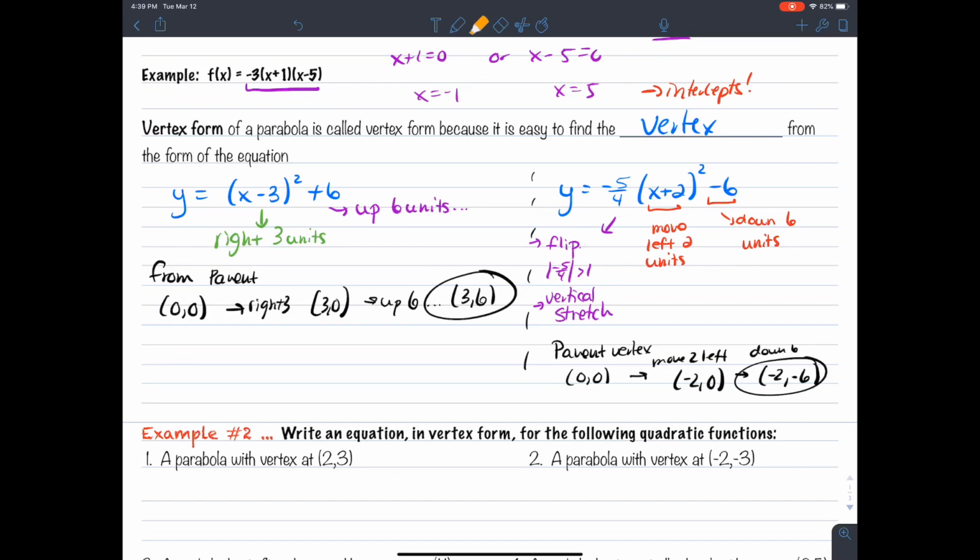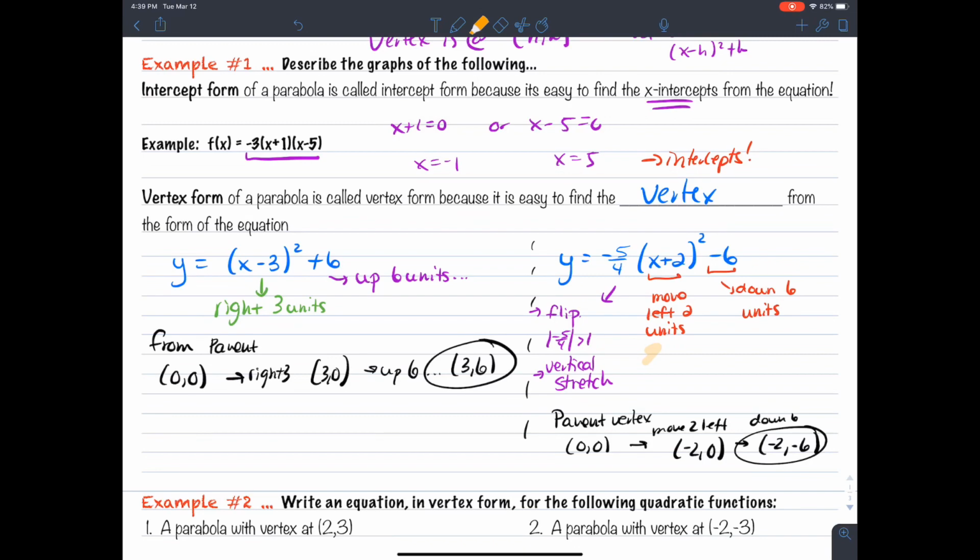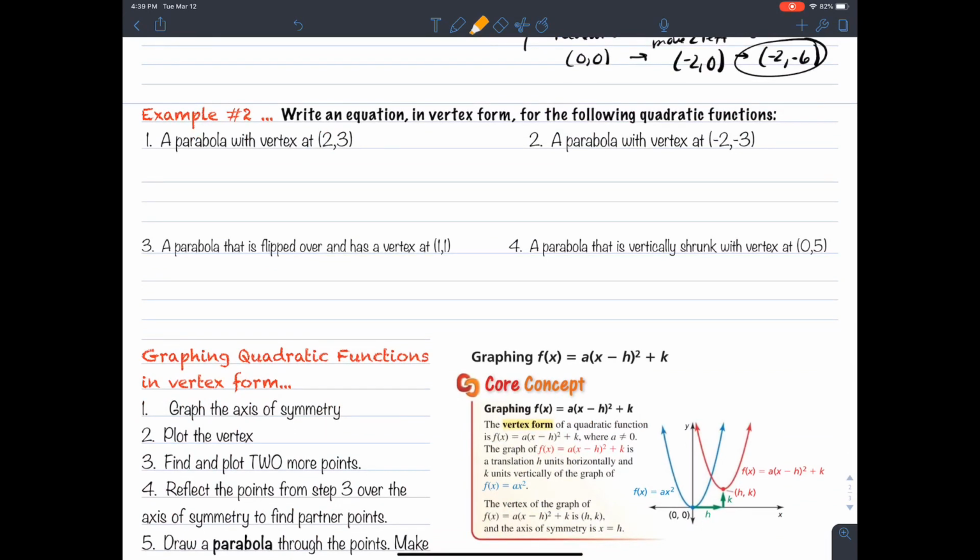We've described, if we're looking at the directions, we want to describe the graphs. We've described that it's going to move left, it's going to move down, it would be flipped over, and it'd be vertically stretched. We could ask you to go backwards, right?